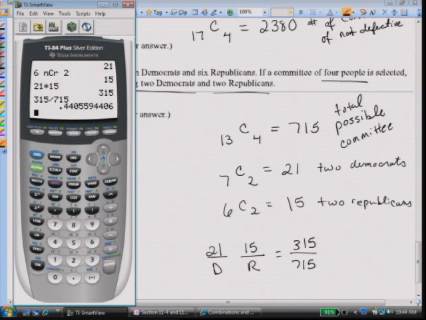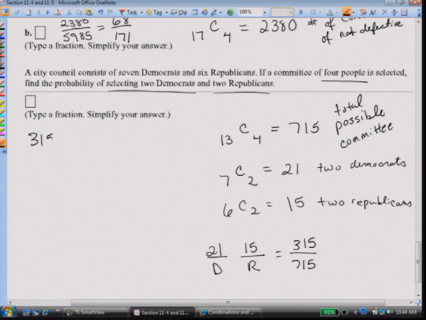And you can math frac that. Oh, I'm so sorry. I gotta hit the right button. And we get 63 out of 143. Does that make sense? So 315 out of 715 reduces to 63 out of 143. I found that one to be really tricky, but it was the idea because we had to use the fundamental counting principle at the end. Okay? So that's it.